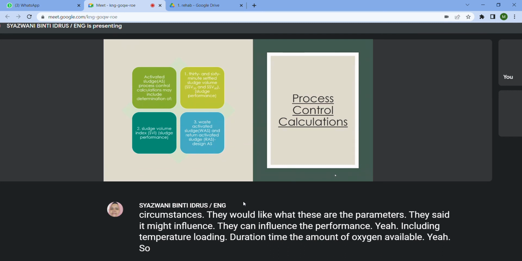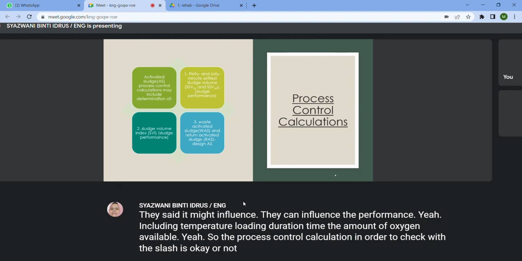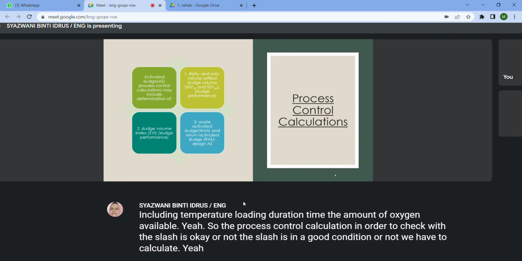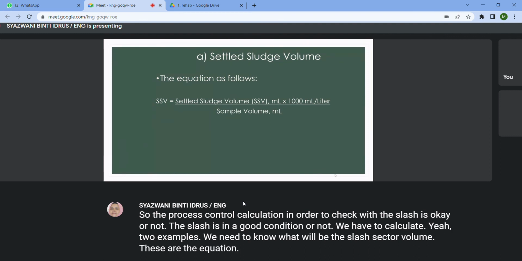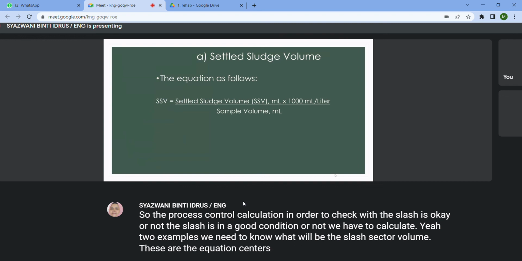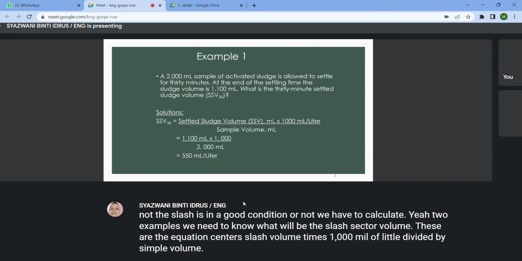So the process control calculation, in order to check whether the sludge is in a good condition or not, we have to calculate. There are two examples. We need to know what will be the sludge settled volume. This is the equation: settled sludge volume in ml times 1000 ml per liter divided by sample volume. We have one example here.